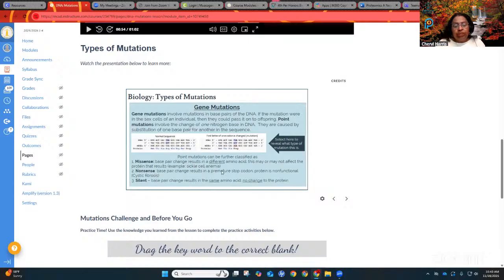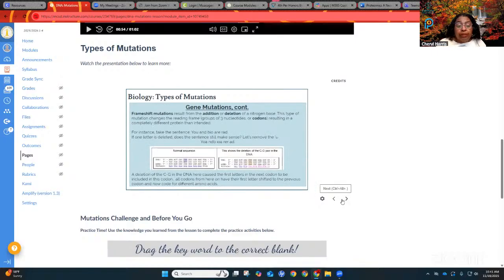If you change it, it might create a stop where it shouldn't have a stop. Technically the one on your worksheet had 2 stops, because we didn't really translate it back into transfer RNA, but that's okay. You just need to practice. We're going to do the same thing with the worksheet you're going to do today. So you create a protein that is non-functional. When we do chromosomes, we're going to talk about different diseases. Or silent, where the base pair results in the same amino acid, so no change.